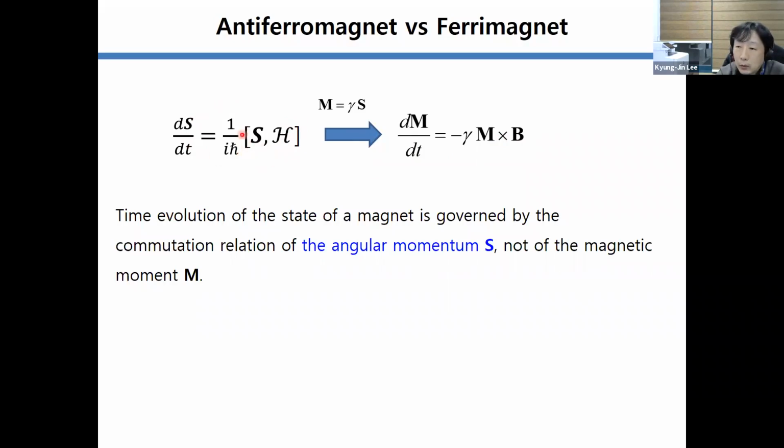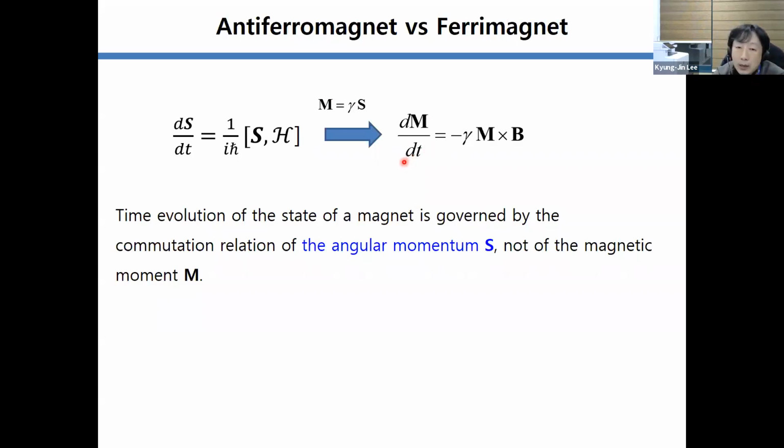So the bottom line here is that we derived the equation based on the angular momentum, which means that the time evolution of the state, or dynamics, is given by the commutation relation between the spin angular momentum and the relevant Hamiltonian, not between the magnetic moment and the relevant Hamiltonian. So spin density is more important for the dynamics. The conversion to M is just because we are more familiar with M, or it is experimentally easier to detect.